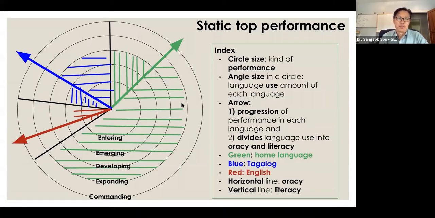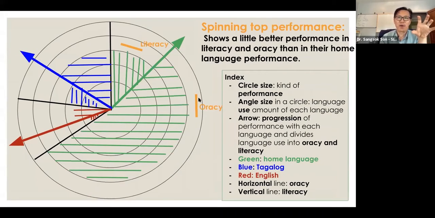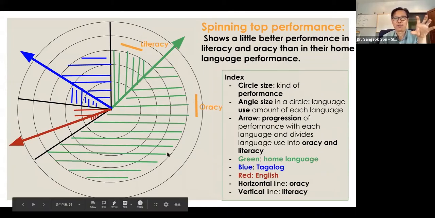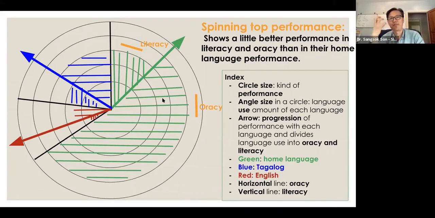So this is static type performance. This is static, this is stop. So you can see how they perform in each language. When we look at their spinning type, their spinning oracy performance and literacy performance is a bit higher than their home language performance, because their home language is still not good enough. Sometimes they need some words to be borrowed from their second or third languages. If they borrow those words and then write or speak, their speech or writing is richer than using only one language, even in their home language. So their spinning performance is better than their home language performance.